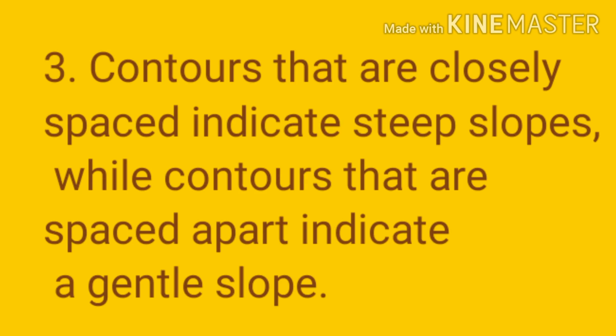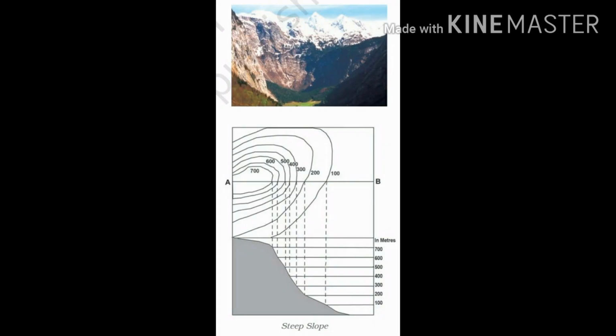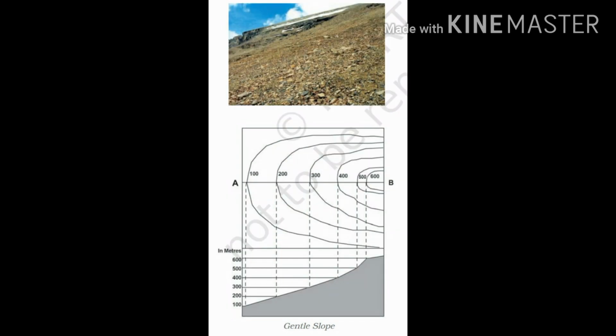The third feature is that contours that are closely spaced indicate steep slopes, while contours that are spaced apart indicate a gentle slope. From these diagrams, we can understand that the spacing of contours varies depending upon the slope of the landform.